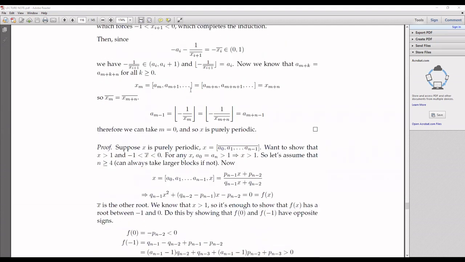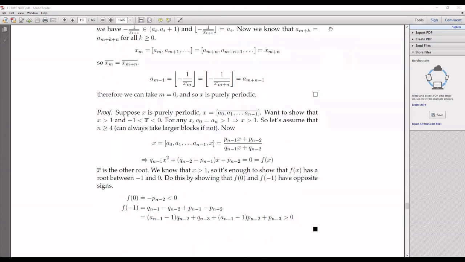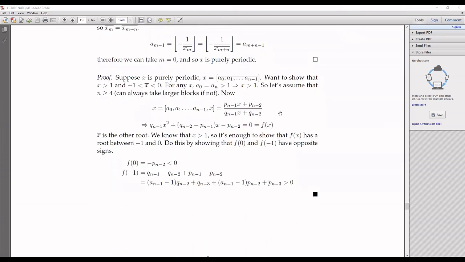Now we have to prove the other way as well. We are going to hypothetically claim that our x is purely periodic, so it has this representation. But we need to show that x is greater than 1, and the criteria given in the other part of the claim. Now the thing is, a naught is an integer, so it is at least 1.